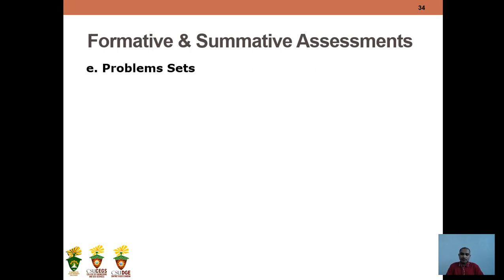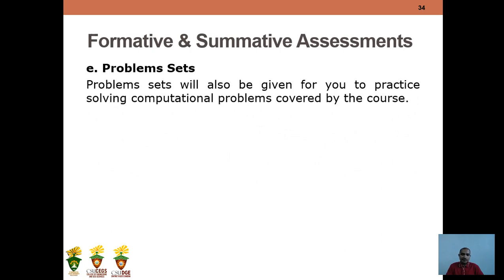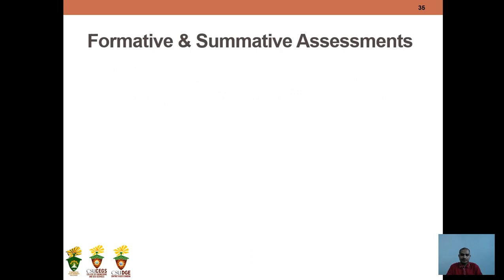Problem sets, so I'll be giving problem sets for this subject. Problem sets will also be given for you to practice in solving computational problems covered by the course. So there is a specific situation, then you need to solve the specific problem. Please make your solutions orderly so they are easier to check.